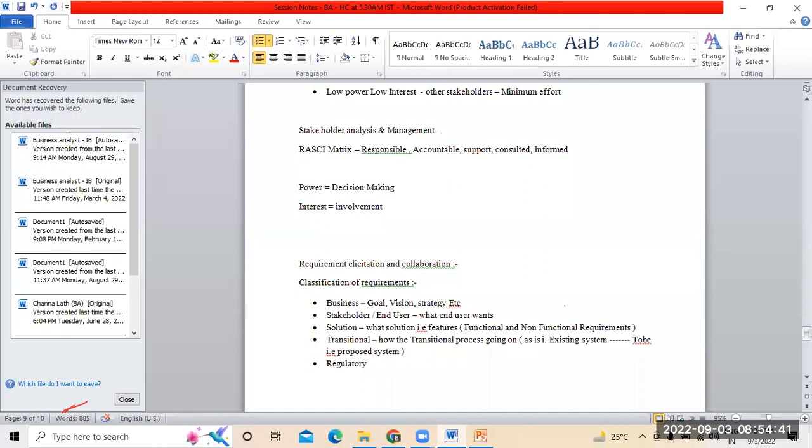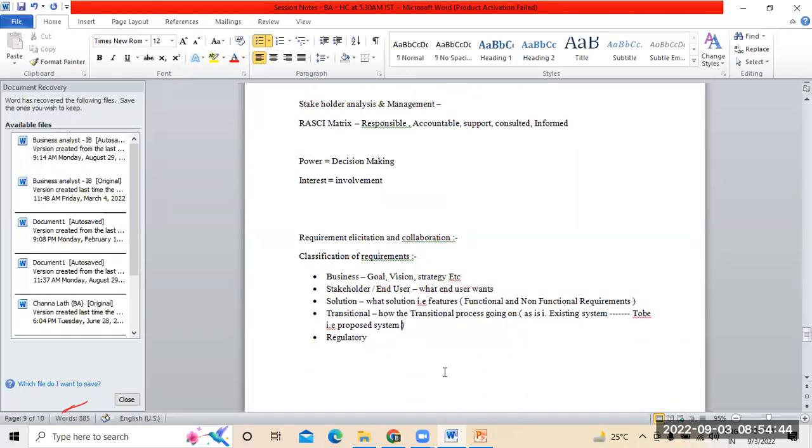Once the transitional requirements are done, the next is regulatory requirements. Regulatory requirements means what standards, policies, procedures do we require to follow. This is what we call regulatory requirements. What standards, policies, procedures we require to follow comes under regulatory requirements.